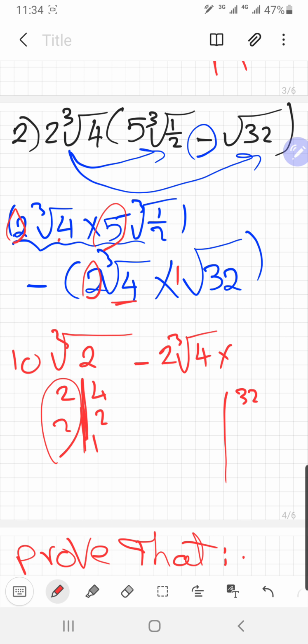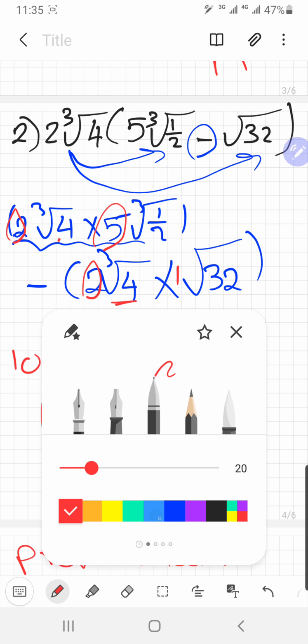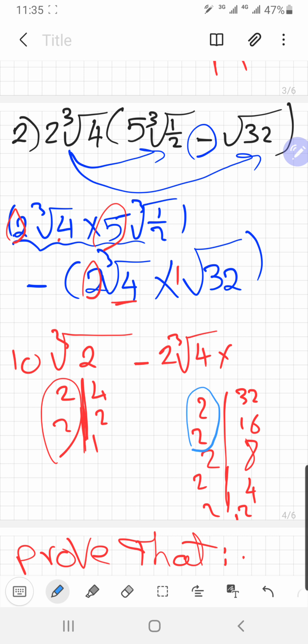32 divided by 2, the answer will be 16. 16 divided by 2 equals 8. 8 divided by 2 equals 4, 2, then 1. So what is the number which is repeated 2 times or 3 times? Of course 2 times, because this is the square root. So I take 2, then 2. Here you have 2 and 2, which is 4. So times 4 square root 2.